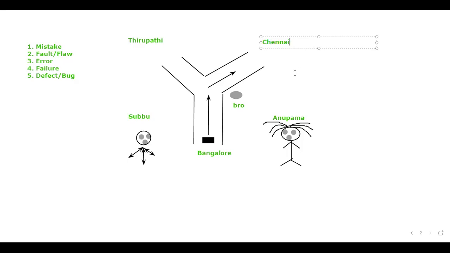Correct, right? Now tell me, in the middle of the journey, Anupama noticed and told Subbu, "I think this is not the Tirupati road. This might be Chennai." Why? Because all the shops were written in Chennai literature, not in Telugu literature. Telugu means Andhra, Tirupati. It is written in Tamil. That's the reason they stopped their car.